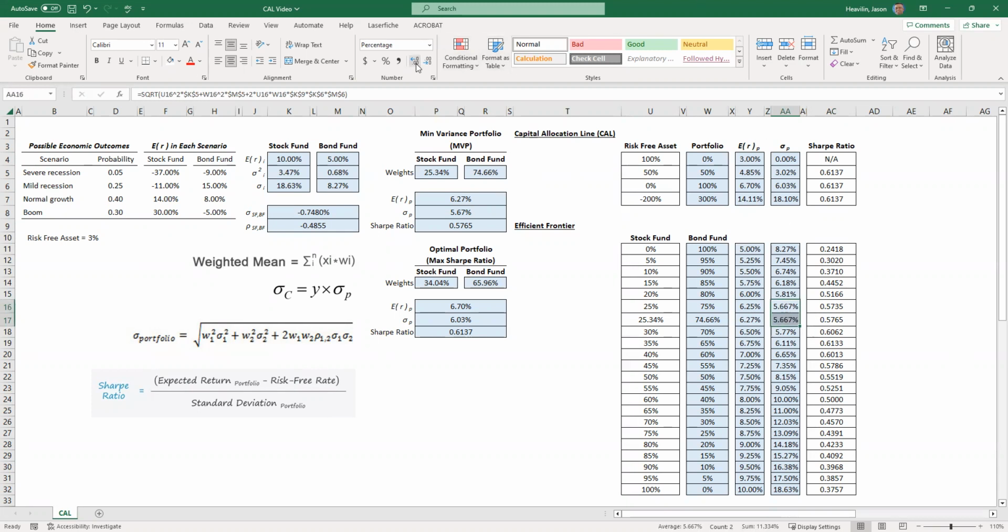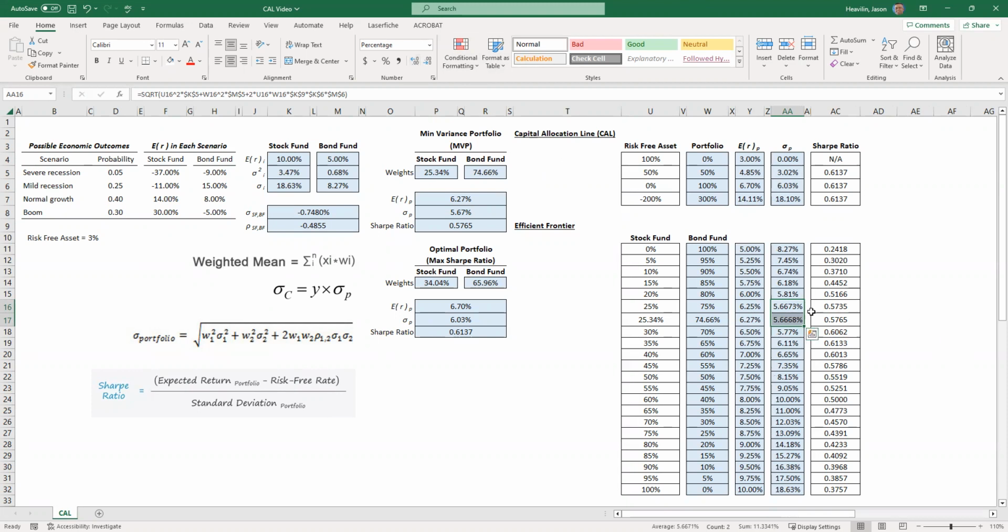Let's give it another decimal so we can appreciate when it starts changing. Notice that it went up a little bit. I'm sorry, it went down a little bit, but then it goes back up. So that's as low as you're ever going to achieve with these settings. So let's call that MVP. Now let's go ahead and place this optimal portfolio somewhere in here. So now we know that that's our lowest standard deviation we can achieve.